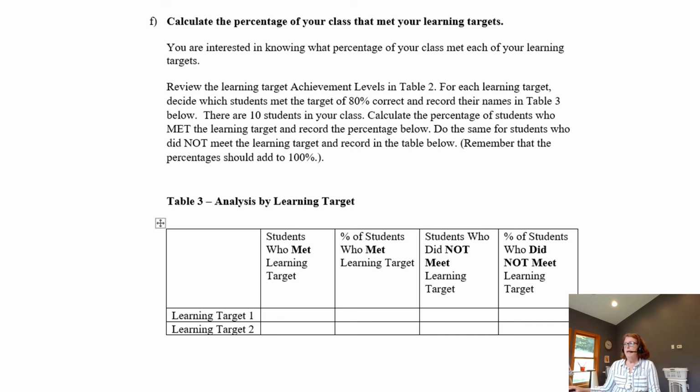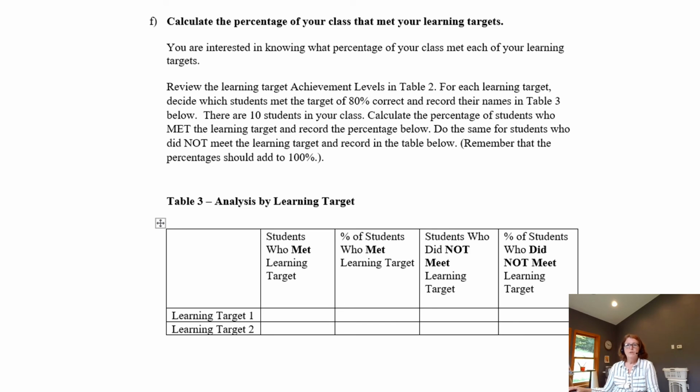So you're going to go back to Table 2. You're on Table 3 now, but you're going to go back to 2, and you're going to look in that column that says achievement learning level by learning target, and you're going to say how many are at or above 80% and count them. So maybe you have 8 students that met Learning Target 1 and 2 students that didn't. Remember, it needs to add to 10 because there are 10 students.